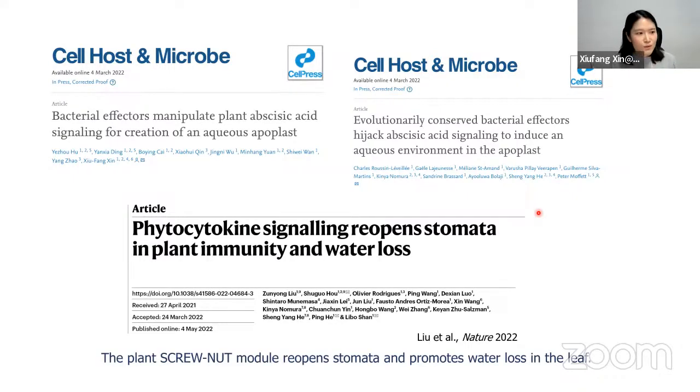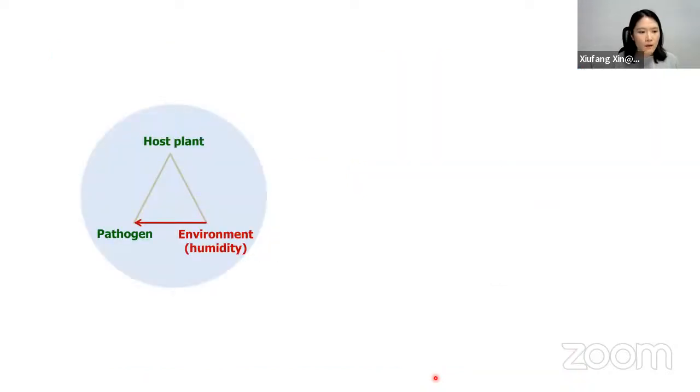And also, interestingly, there's a very recent paper that came out in Nature showing that plants also evolved this small peptide called SCREW, which can be recognized in plants and leads to reopening of stomata and promotion of water loss in the leaf. So again, I think this together with our studies highlights the importance of stomata aperture control and the apoplast water regulation during pathogen infection. So this is our study on pathogen and humidity interaction.